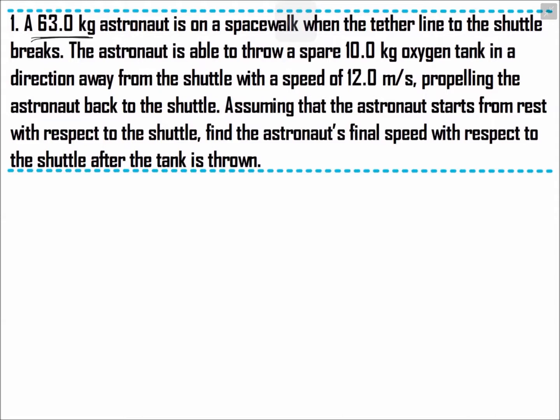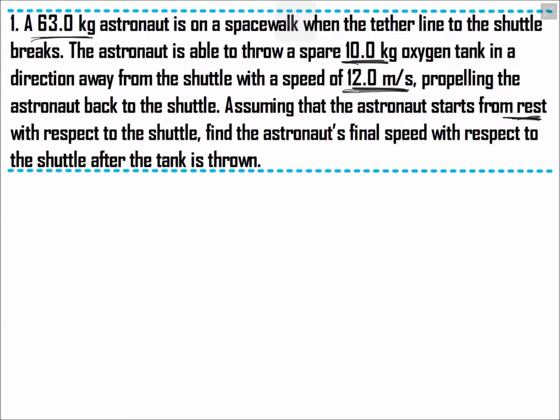In this question it says a 63 kilogram astronaut is on a spacewalk when the tether line to the shuttle breaks. The astronaut is able to throw a spare 10 kilogram oxygen tank in a direction away from the shuttle at a speed of 12 meters per second, propelling the astronaut back to the shuttle. Assuming the astronaut starts from rest, so the initial velocity of the astronaut is zero with respect to the shuttle, find the astronaut's final speed with respect to the shuttle after the tank is thrown.